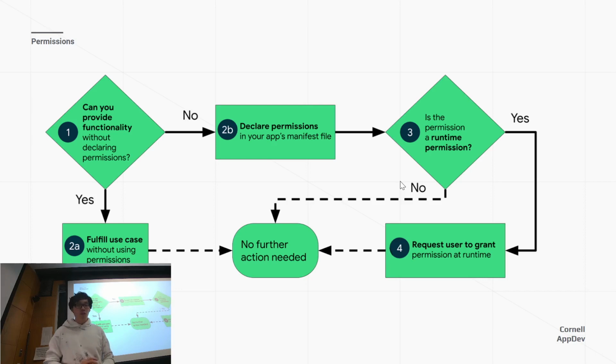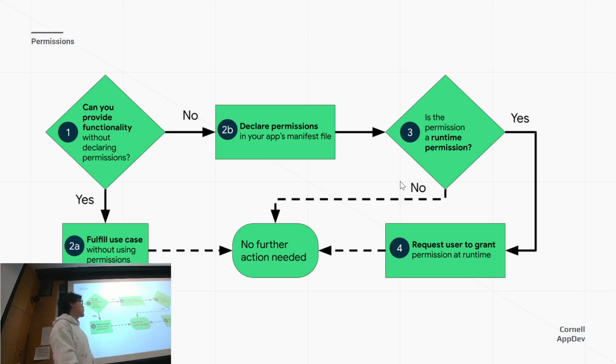Next, let's go over the workflow on how you think about using permissions. In general, you want to use permissions as little as possible. If you don't need it, you shouldn't ask. If you do, you add them to the manifest, and you have to explicitly ask the user to request to use a specific permission.